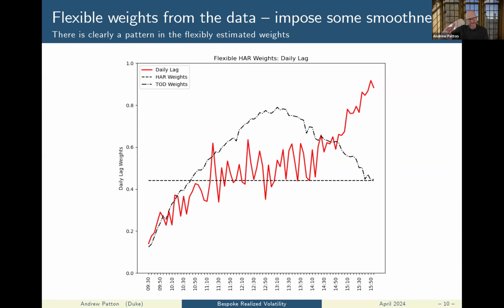Ignore for now this inverse hump shape. I'm going to talk about that in a second. Just the flat line and the red line. The red line, you can see there's a pattern there, but you can also see a lot of zigzagging, right? And that is probably not true. That's probably just estimation error.